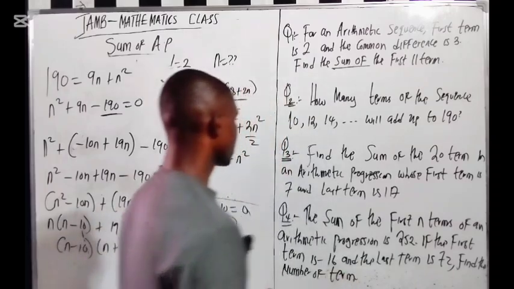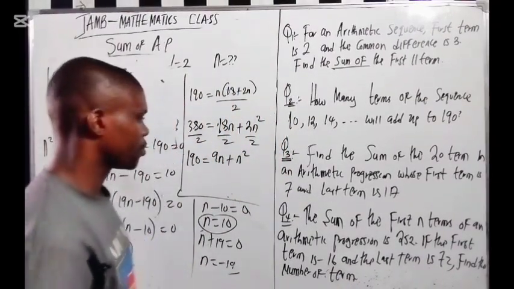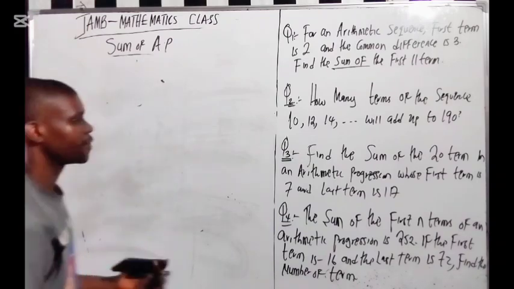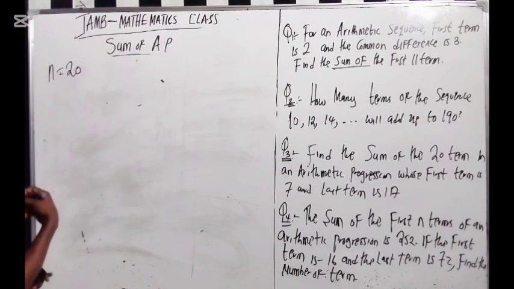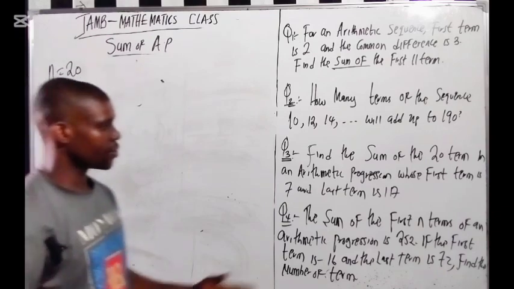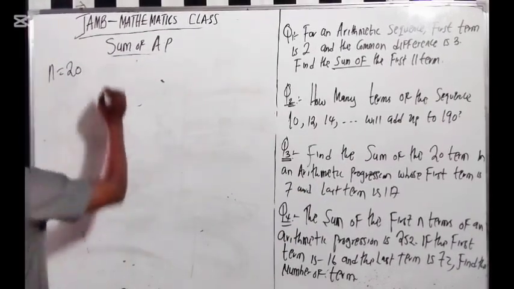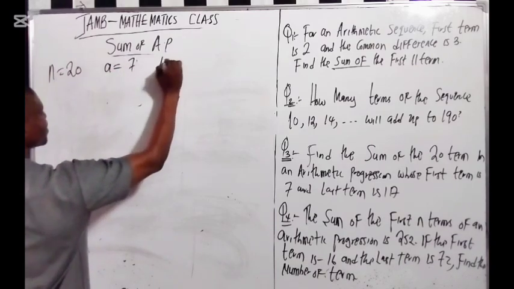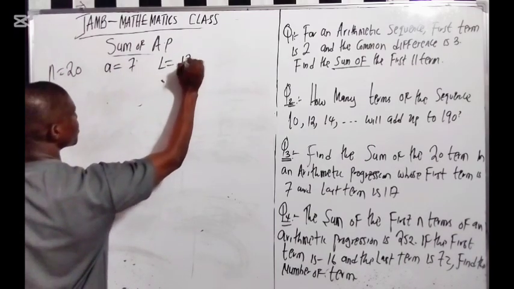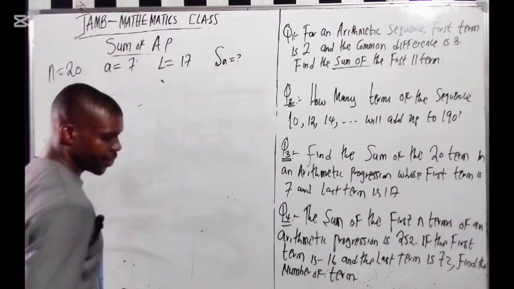Then for the second one. Now look at the third one. The third one is very easy here. My n is 20, my first term a is 7, my last term is 17. So look at the sum of an AP.